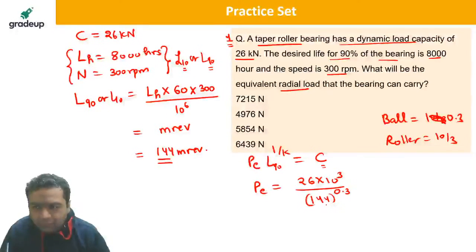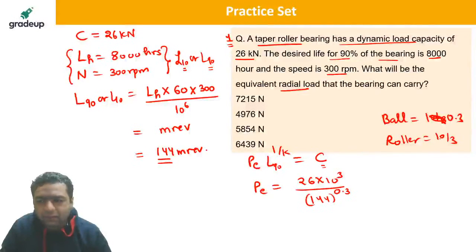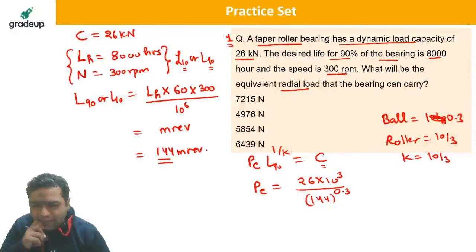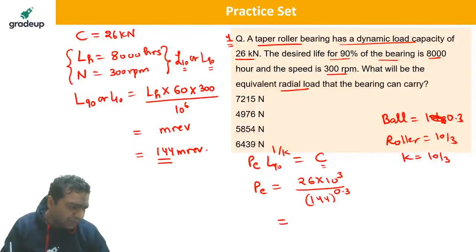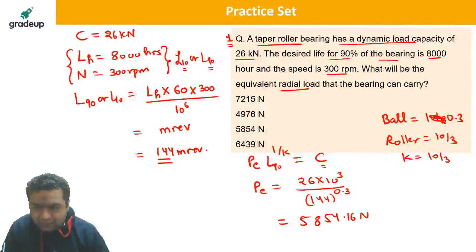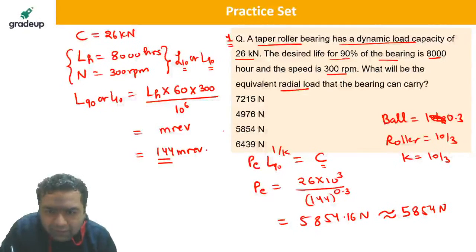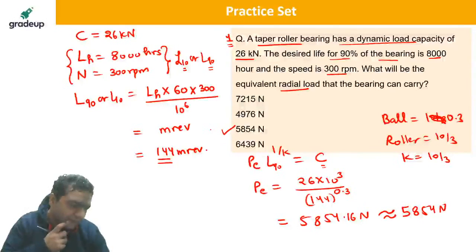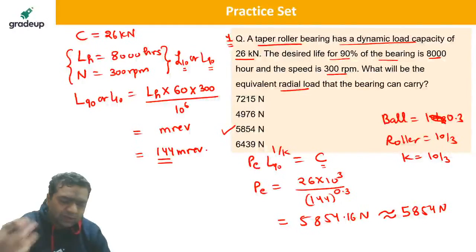Is it 10 by 3 or 3 by 10? K is 10 by 3, so 1 by K will be 3 by 10. That's why we have put in this value, and you will get the answer, guys. The answer you will get here is 5854.16 newtons. If you look for a value near 5854 newtons, the answer comes out to be option C. Very good, Guru Raj. You have solved it. Wonderful.